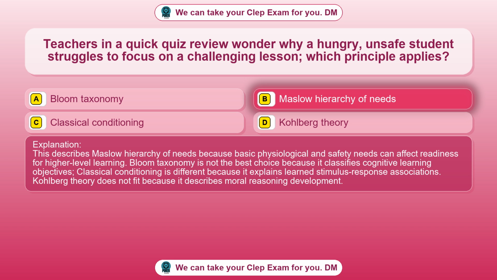This describes Maslow hierarchy of needs because basic physiological and safety needs can affect readiness for higher level learning. Bloom taxonomy is not the best choice because it classifies cognitive learning objectives. Classical conditioning is different because it explains learned stimulus response associations. Kohlberg theory does not fit because it describes moral reasoning development.